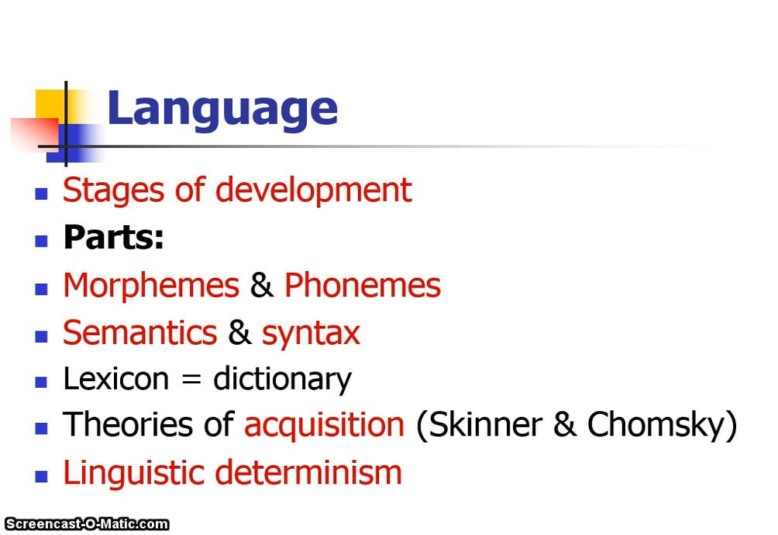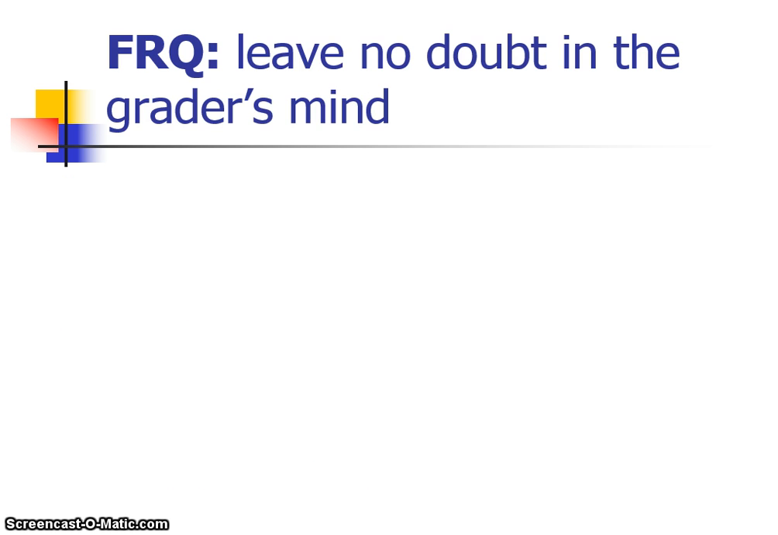And then Benjamin Whorf, once again, the linguistic determinism. And then for the FRQs, remember, as always, full sentences, use the SOTA method, write in paragraphs. Your goal is to leave no doubt in the grader's mind. These are going to cause you to use some critical thinking skills, which, hey, that should be expected, especially in this unit on cognition. Get it?